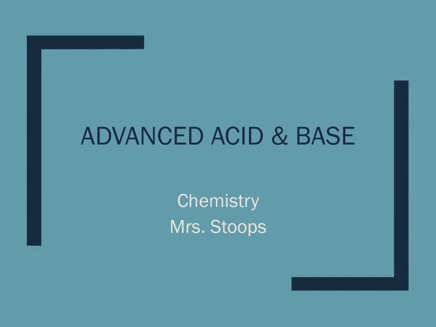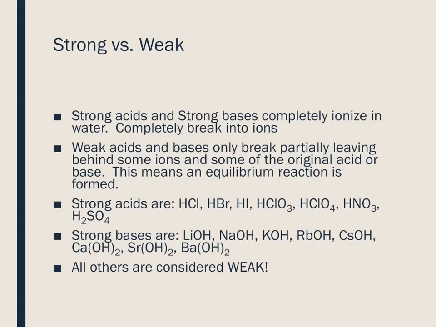This screencast is about acids and bases and how they are connected to equilibrium. So we'll be focusing on finding the Ka and Kb for different reactions. Before we can get into the different types of equilibrium and how they relate to acids and bases, we first need to identify the differences between a strong and a weak acid or a strong and a weak base.